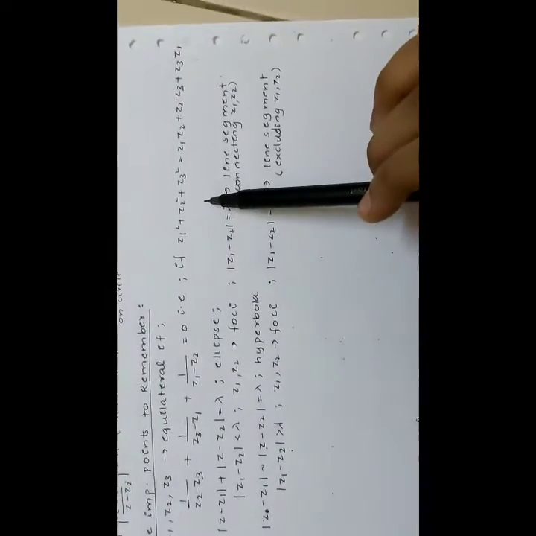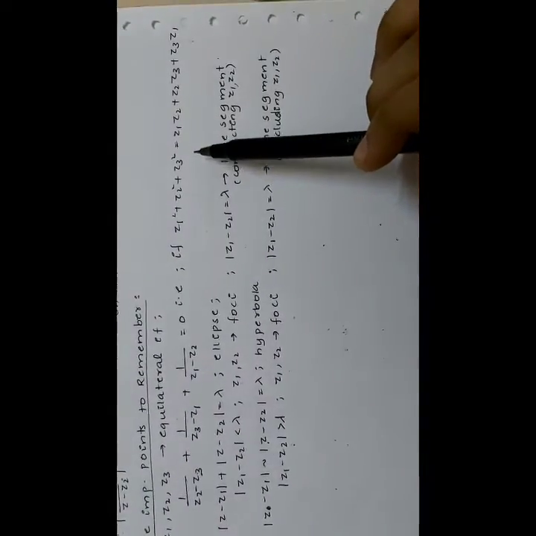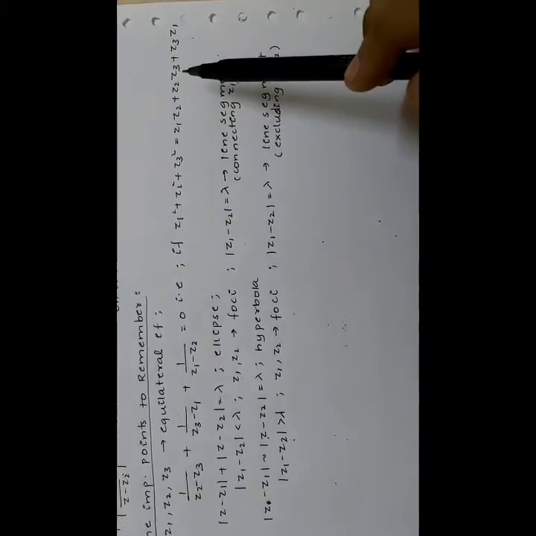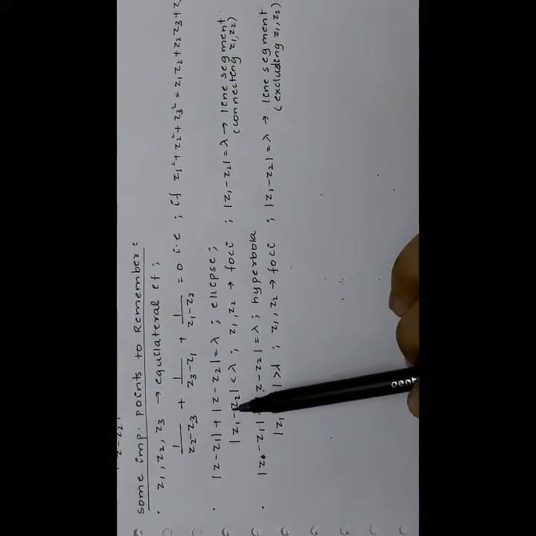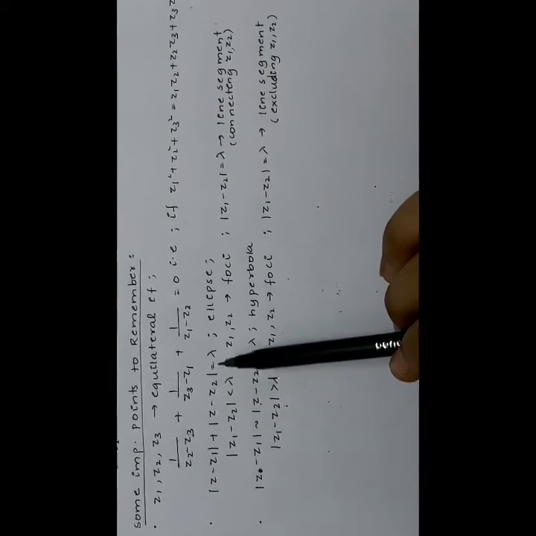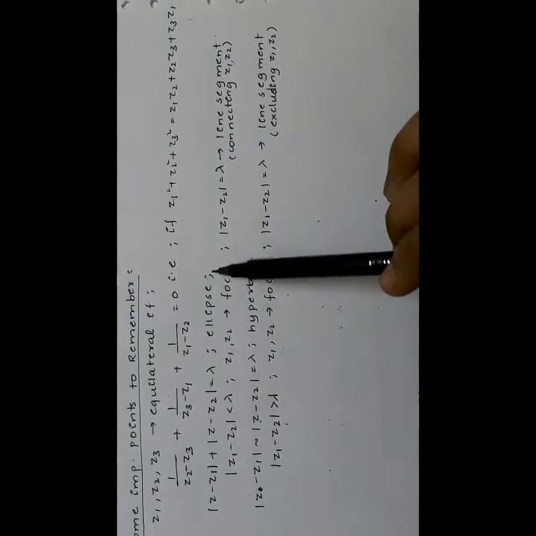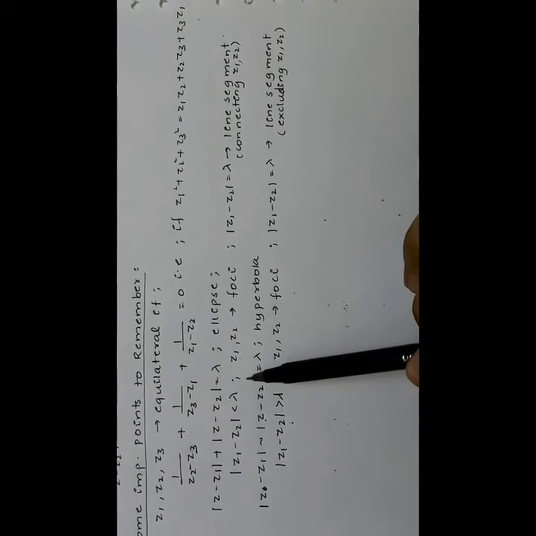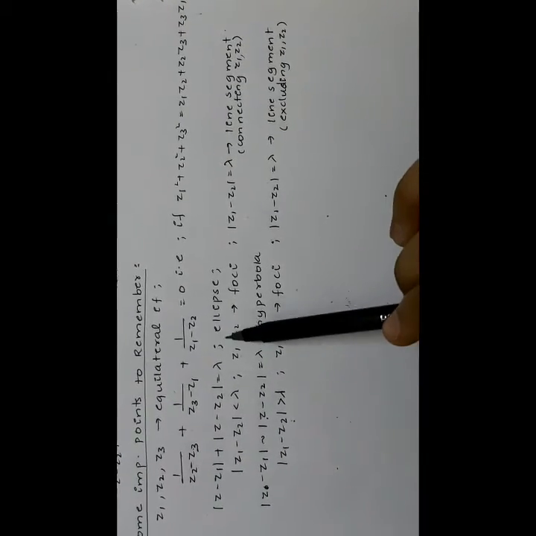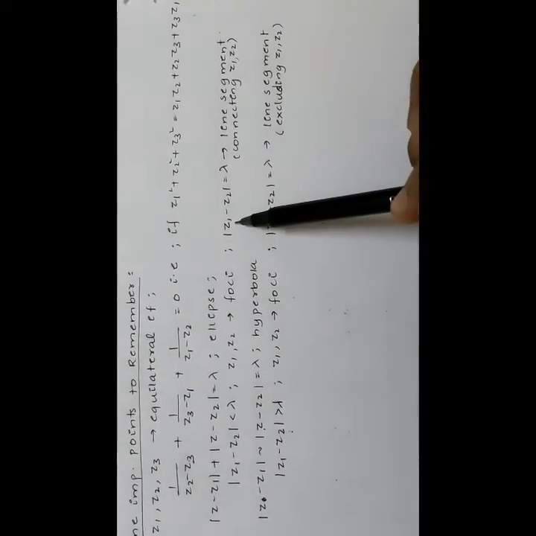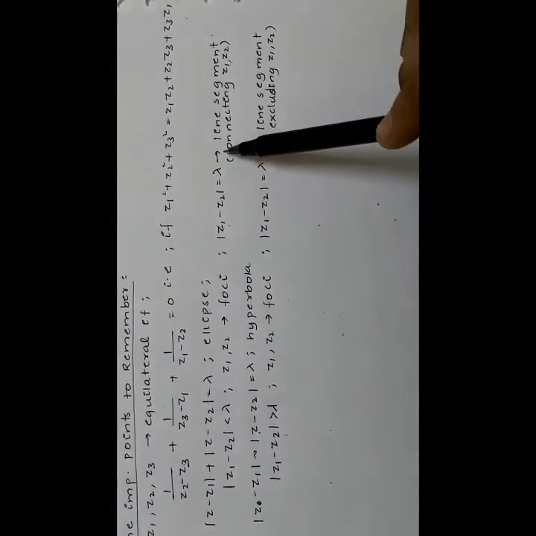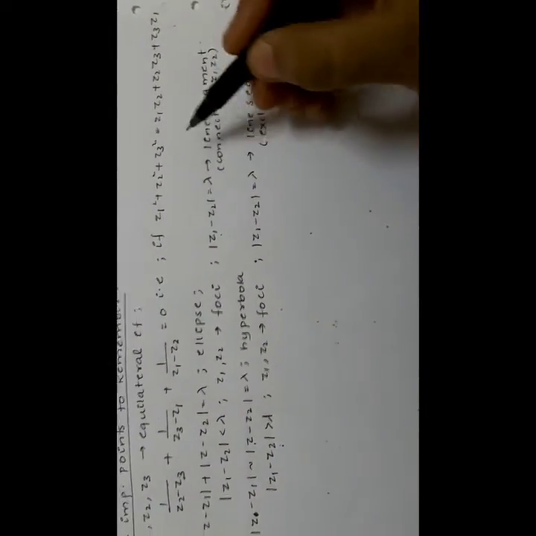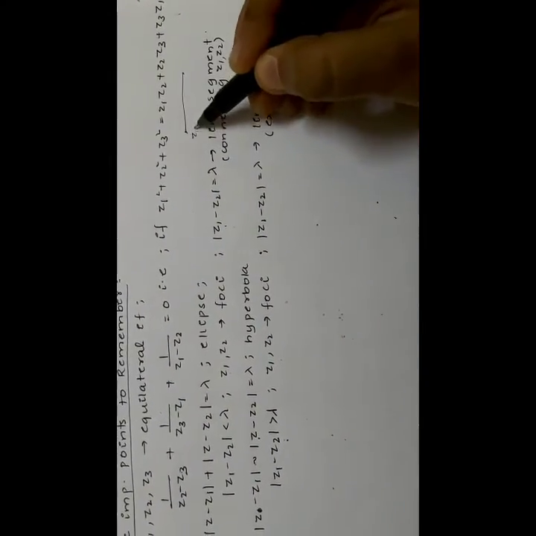That is, if z1 square plus z2 square plus z3 square is equal to z1 z2 plus z2 z3 plus z3 z1. Modulus of z minus z1 plus modulus of z minus z2 is lambda. It represents an ellipse when modulus of z1 minus z2 is less than lambda, where z1, z2 are the foci. If modulus of z1 minus z2 is lambda, then it is the line segment connecting z1 and z2.